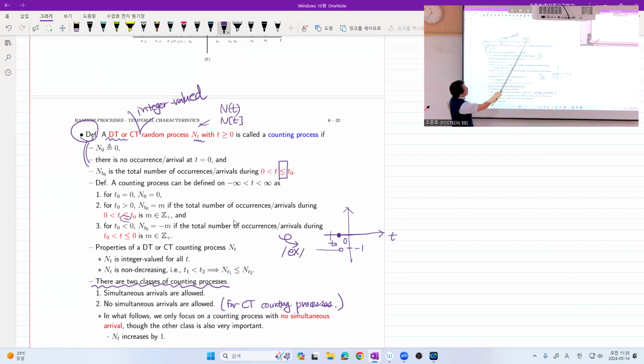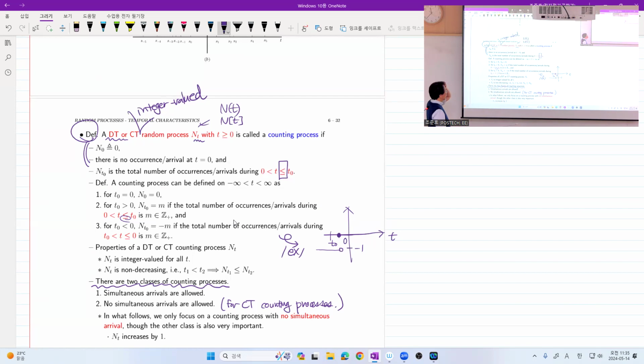Now, you want to extend this one to include negative t, and here comes some confusing part. If t0 is negative, then what does that mean? N(t0) equals negative m means, as you see here from an example, one arrival between t0 and 0, where 0 is included anyway, there is no occurrence at 0. So you can include 0 and t0. If there is one arrival, then this value is negative 1, okay?